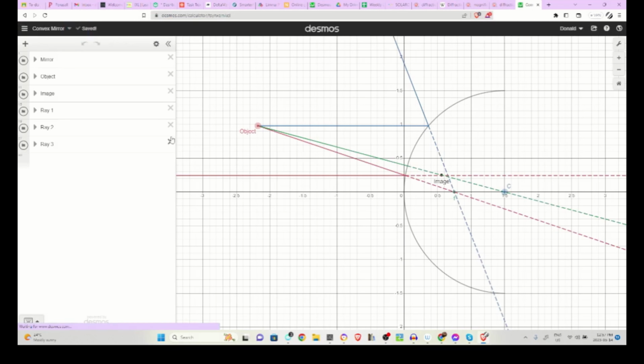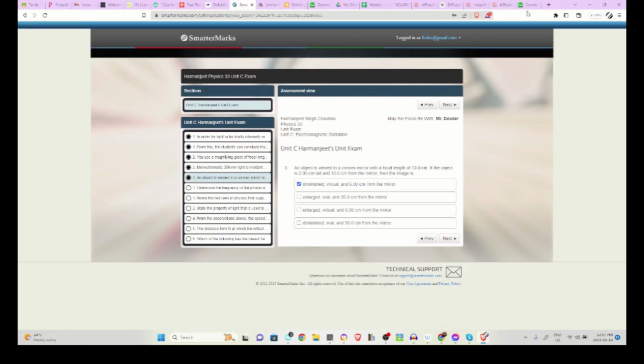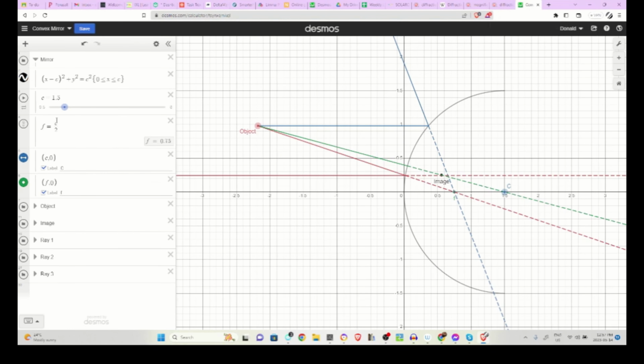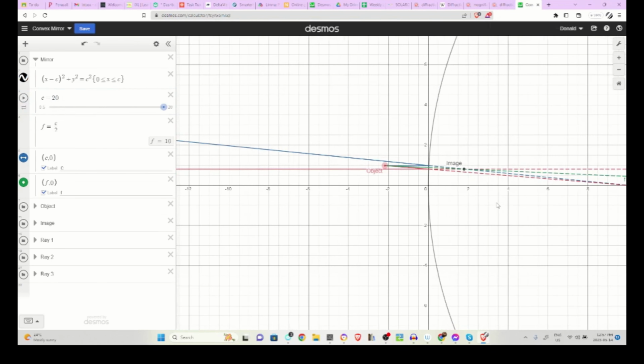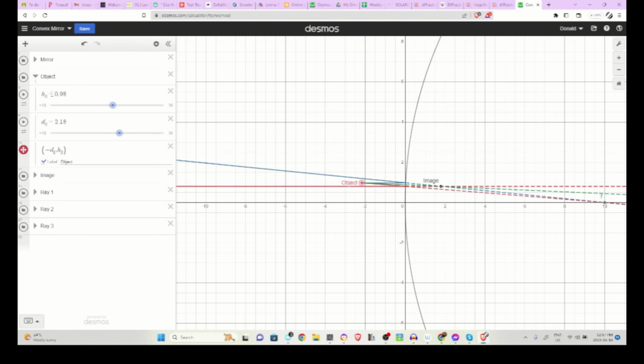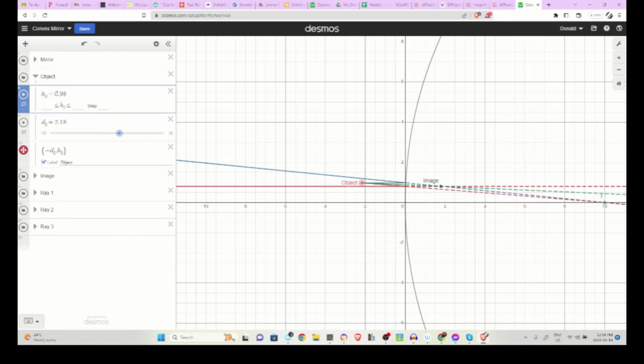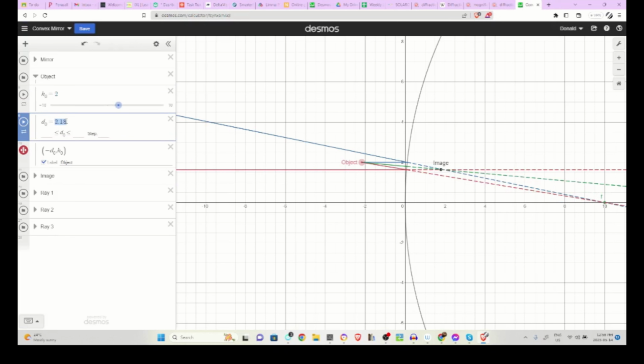Okay, so let's continue our investigation together. Now that I've got our mirror, I'm going to save it this time so we can always find it with the student. But now our mirror, we are looking at focal length of 10, which means our center of curvature needs to be 20. Now our object, the height of our object is 2 centimeters. And the distance to the object is 15 centimeters away.